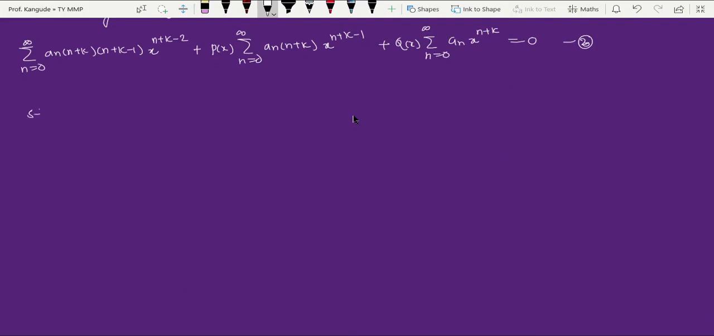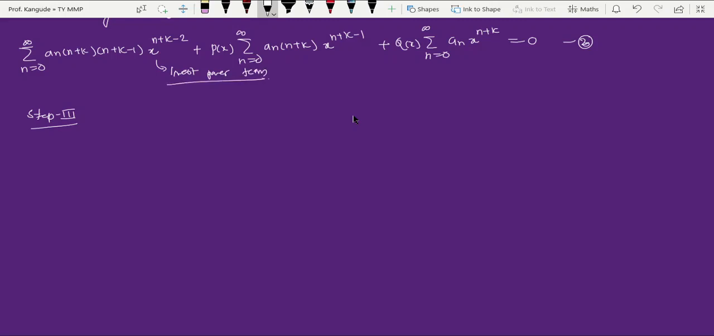Step 3. Okay. Now can you identify which is the term having lowest power of x? That is this term. X raised to n plus k will have highest power. X raised to n plus k minus 1 is less than that, and x raised to n plus k minus 2 is again less than that. So this is the lowest power of x term. Okay, lowest power term. So we have to concentrate over this.